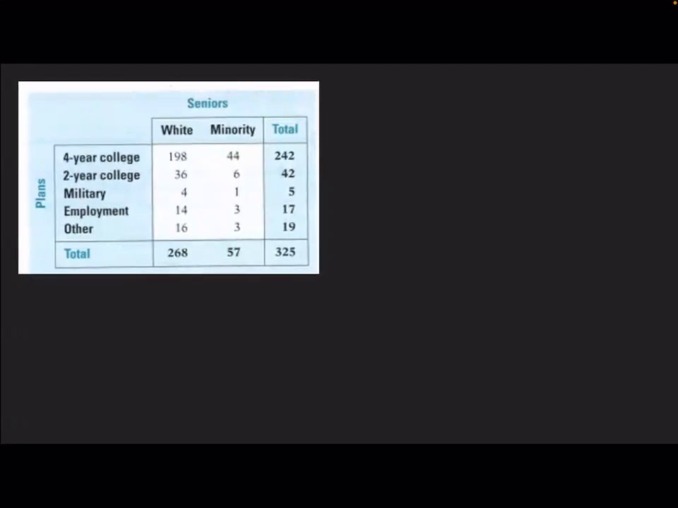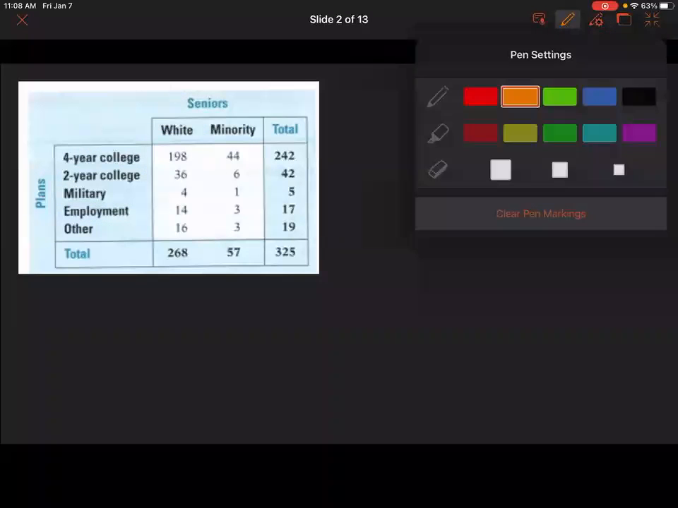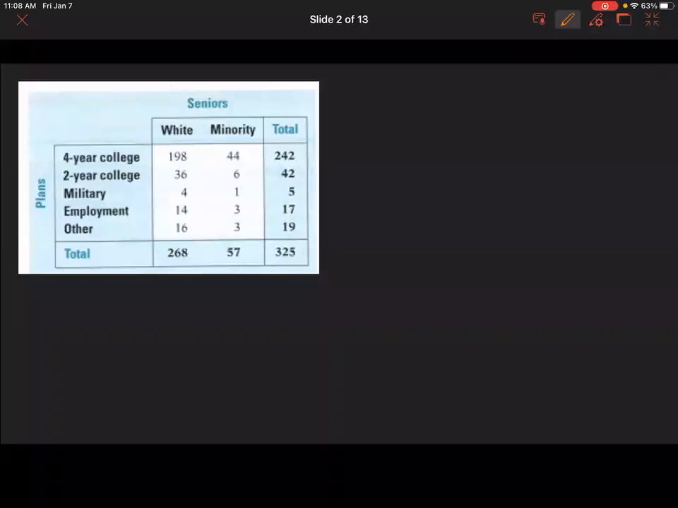So here we have a table that represents seniors in high school and their plans after high school. Do they want to go to four-year college, two-year college, military, go straight to employment, or do they have other plans? And were they white or a minority? So let's just go ahead and ask some questions involving percentages.